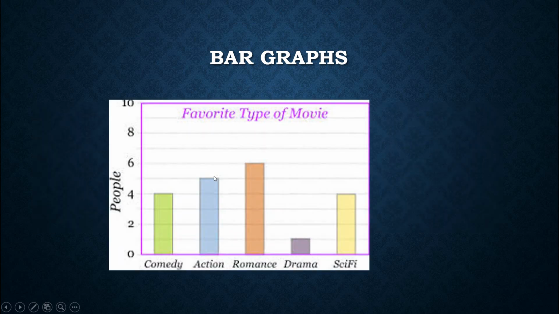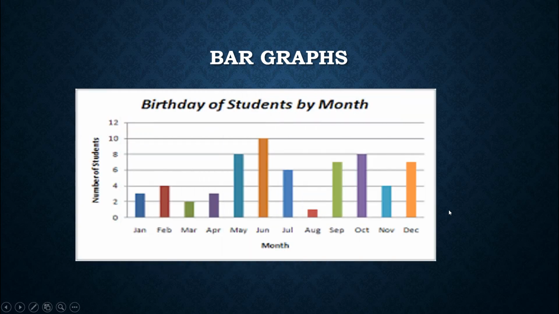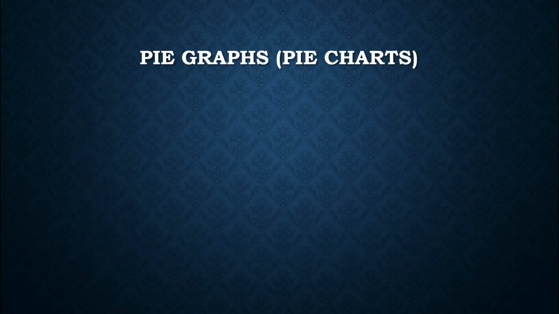Okay, let's take a look again. Here's another one. Favorite type of movie. Same thing here. We have specific categories and the percentage or the number or frequency of people who like them. And we have a nominal level of measurement because if you're in one, you can't be in the other. And finally, they don't touch. These must be bar graphs. You can see the same type of activity going on here with birthday of students by the month. It's the same thing. These are all examples so far of bar graphs.